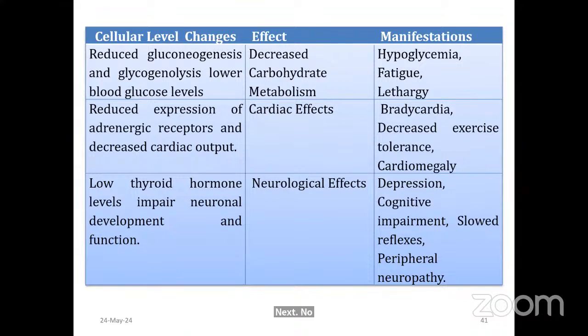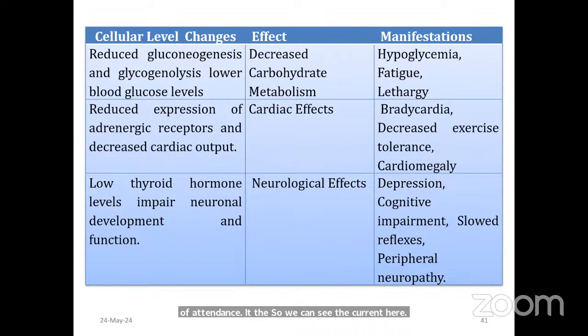Low levels of thyroid hormones also reduce gluconeogenesis and glycogenolysis. So it mainly decreases carbohydrate metabolism, and it can be seen as hypoglycemia, fatigue, or lethargy. When T3 and T4 levels are low, the expression of adrenergic receptors is reduced, and it decreases the cardiac output. So we can see cardiac manifestations like bradycardia, decreased exercise tolerance, and sometimes cardiomegaly.